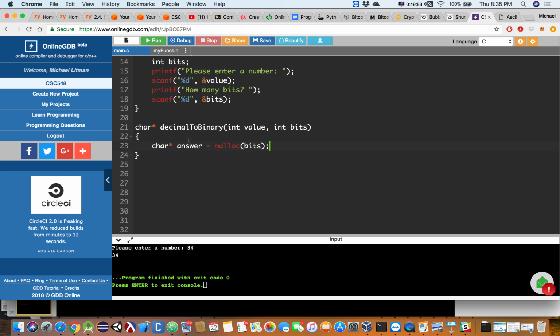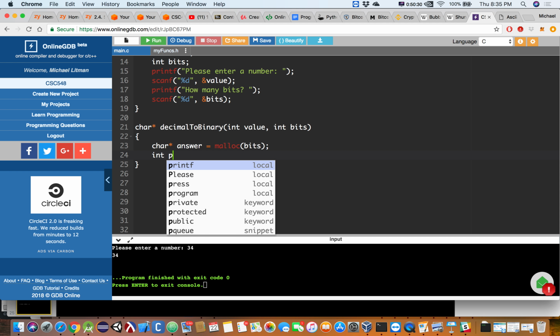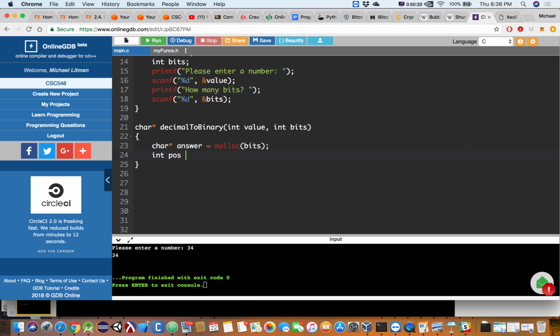So this is going to get me some memory and associate it with this thing, answer. Now I want to build my solution at the end of answer, because I want answer to be filled up with zeros leading up to it. We're going to have to keep track of where we are in answer. As we divide by 2, remember we actually read it from bottom up. So the very last value is the very first value we deal with, so we're going to have to build this thing in reverse. I'm going to give myself an int pause. I'm going to start this guy off at bits minus 1. That's the last legal position in my string or in my char array.